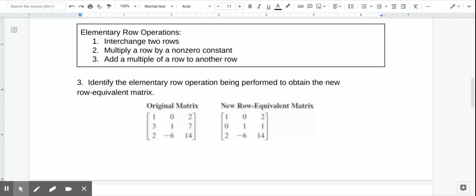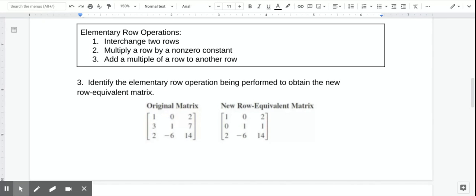When we deal with matrices, there are three things that we are allowed to do to a matrix that don't really change it. It just writes it in a different form. We call those elementary row operations. We are allowed to interchange two rows. That doesn't change the problem. We're allowed to multiply a row by a non-zero constant. So if I want to take one of the rows and multiply them all by 5, I can do that. And I can add a multiple of a row to another row. That's a more complicated one, but those are all things that don't really change the problem.